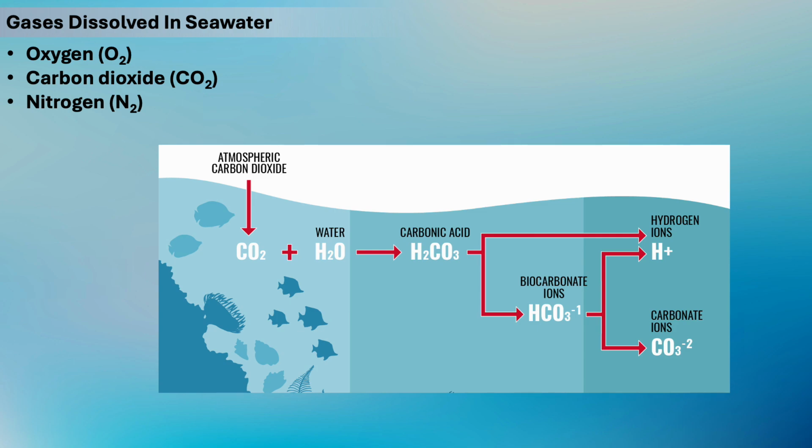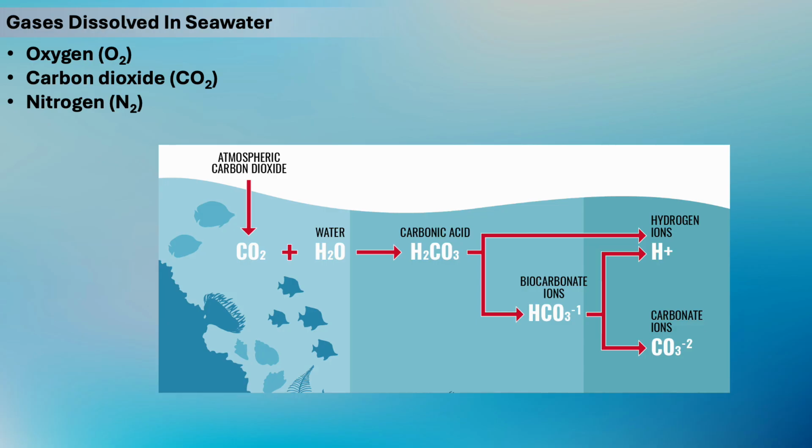In addition to dissolved salts, seawater contains dissolved gases. The most abundant of these are nitrogen, oxygen, and carbon dioxide. These gases originate primarily from the atmosphere and enter the ocean at the air-sea interface. Once in seawater, they behave very differently from the major ions we discussed earlier.